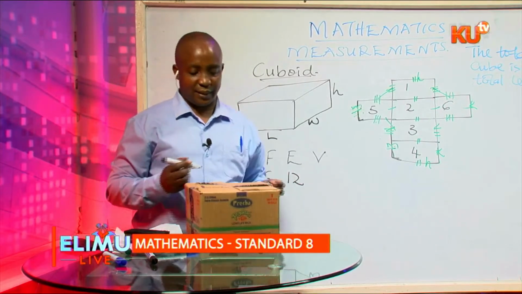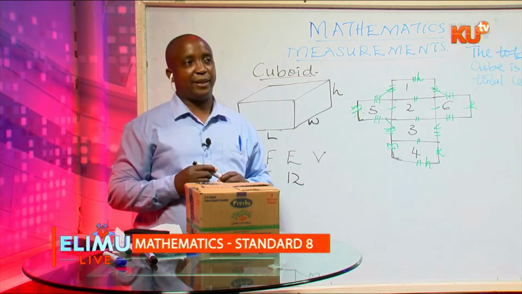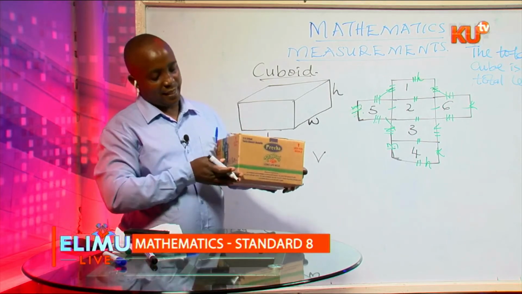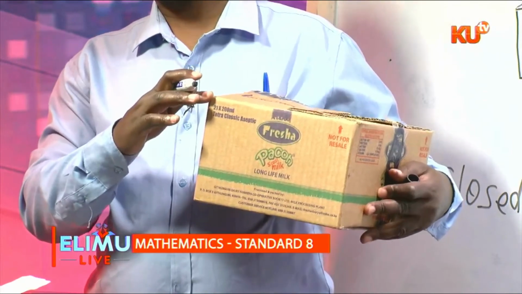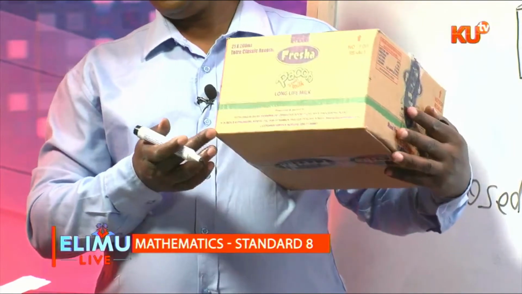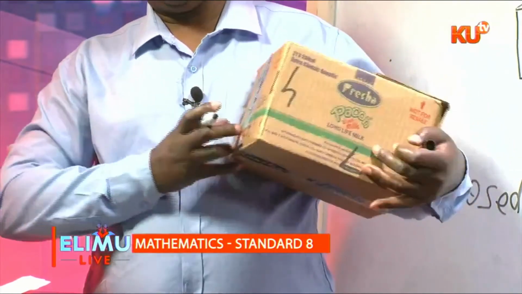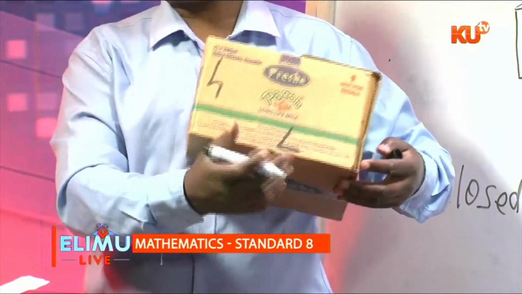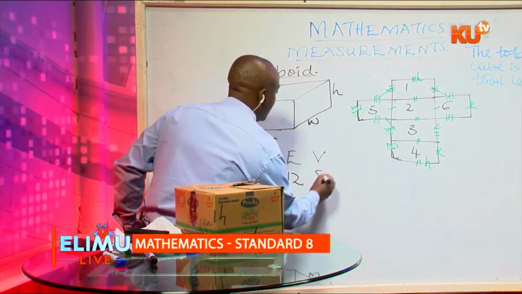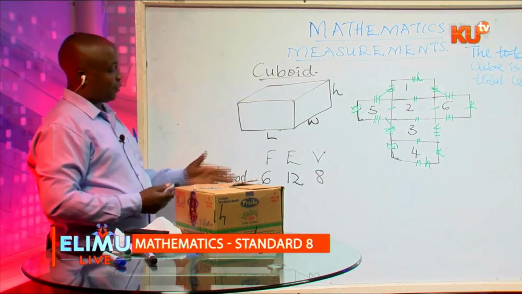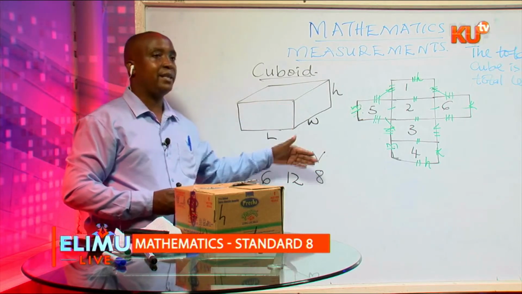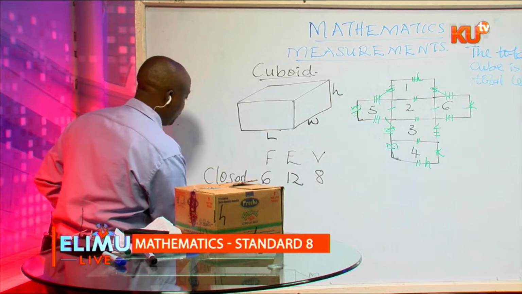Then vertices. We have said when it is one it is called a vertex, and a vertex is a point where 2 or more edges meet. So we have this edge, this one, and this one, they meet here. So they are corners. So how many corners do we have? 1, 2, 3, 4, then I turn, 5, 6, 7, and 8. So those are 8 vertices. So a closed cuboid will have 6 faces, 12 edges, and 8 vertices. What about when it is open?